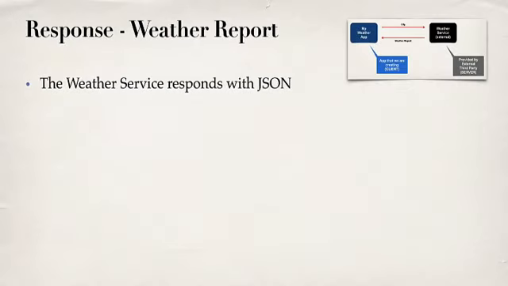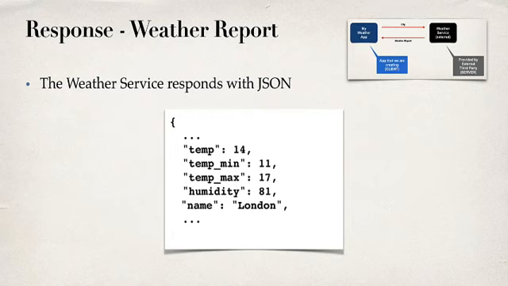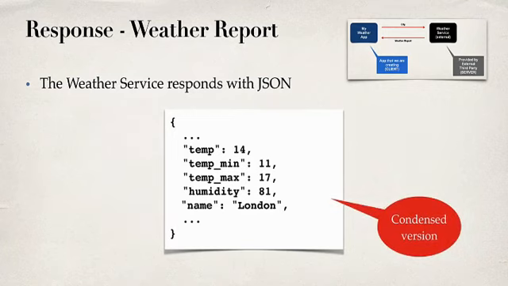That's the response here. So the weather service is going to respond with the JSON. So they'll basically respond back with the temperature, the temp min, max, humidity, the name of the city, and so on. And this is really just a condensed version of the actual weather report. But notice here it's being passed back as JSON. So JSON is really just a collection of name value pairs, and then your application can parse this string and then process on it accordingly.